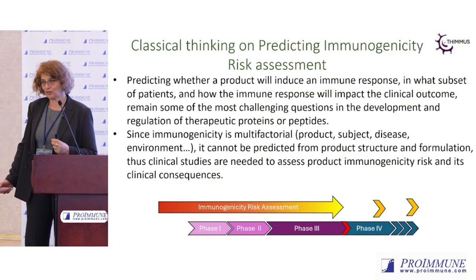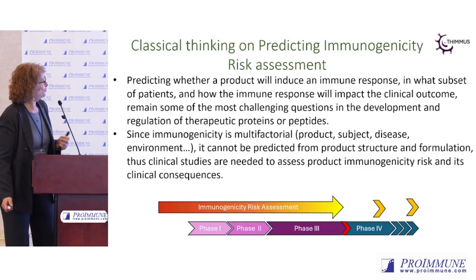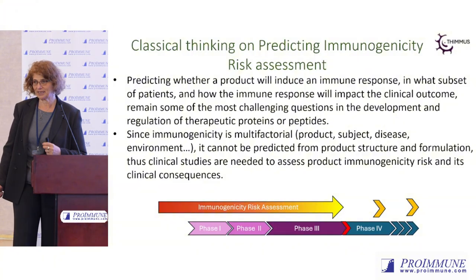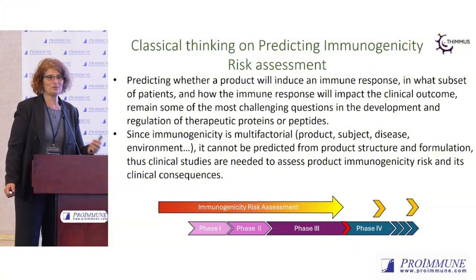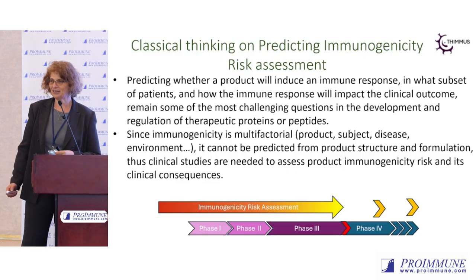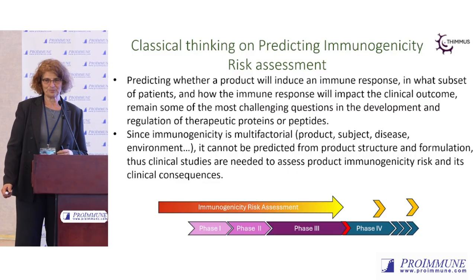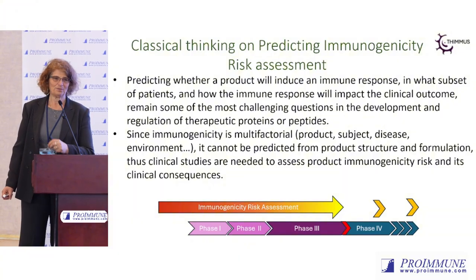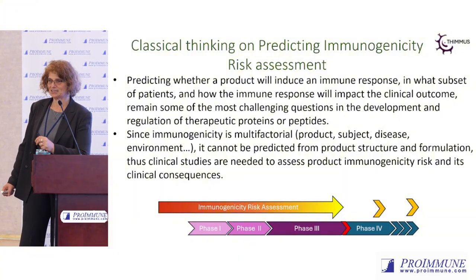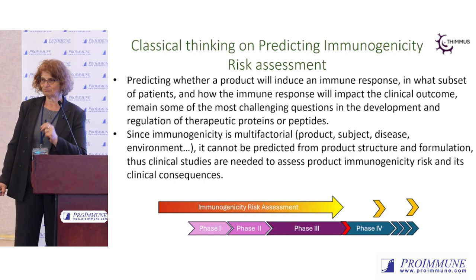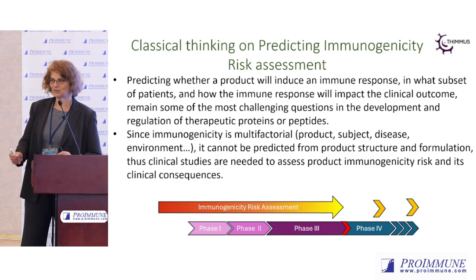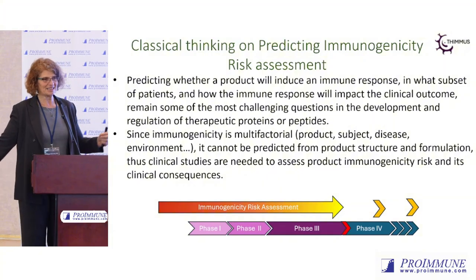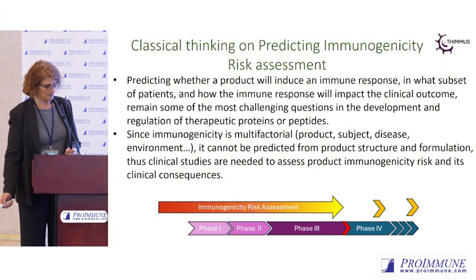So the classical thought when looking at immunogenicity risk assessment has always been that it is extremely hard to predict. It's hard to predict how many patients are going to develop it, which patients are going to develop it, and what the clinical consequences are going to be. This is because immunogenicity is not just the result of the product, but it's a result of the product plus the environment, plus the patient, plus the disease, plus probably a few things that we're not totally aware of. So all of those interacting results in something that has been classically hard to predict, although we're getting better at it.